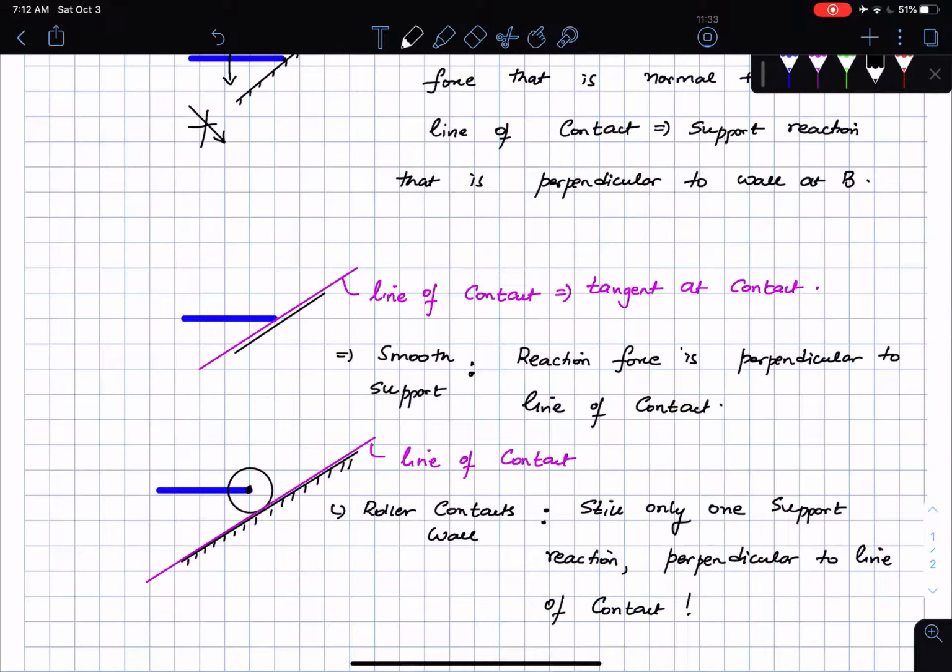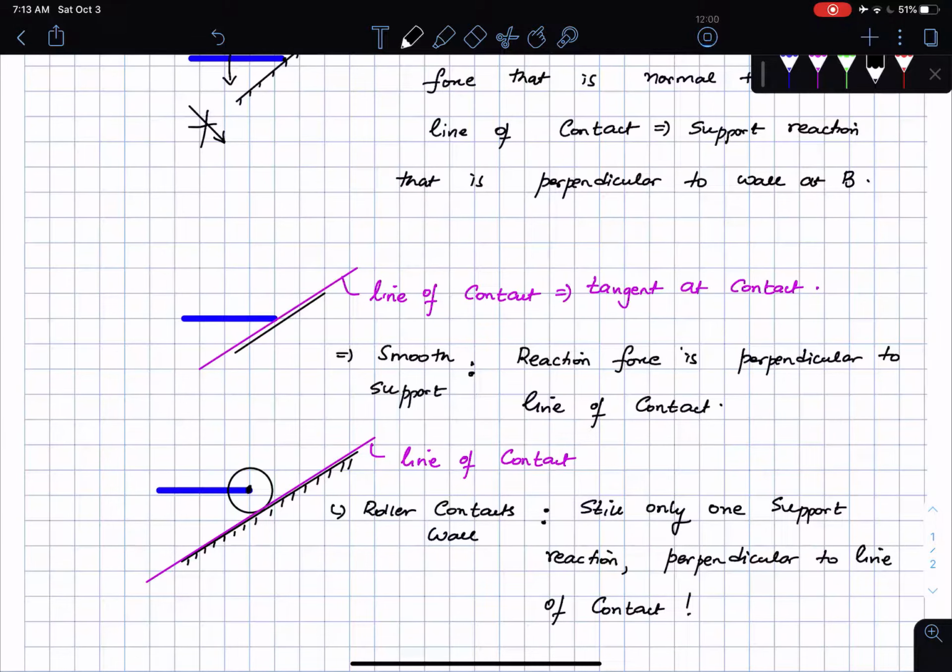Which means that whether you have a smooth contact, or whether instead of a smooth contact you have a roller attached at the end of the beam and the roller is contacting the wall, it makes no difference to us. The direction of the support reaction is always going to be perpendicular to the wall, or perpendicular to the line of contact. And this is something that we will make use of in consequent problems as well.